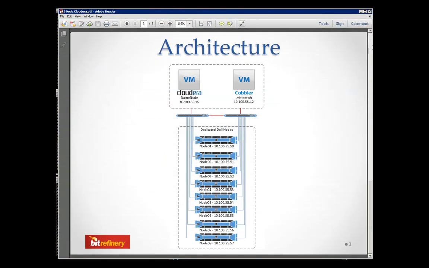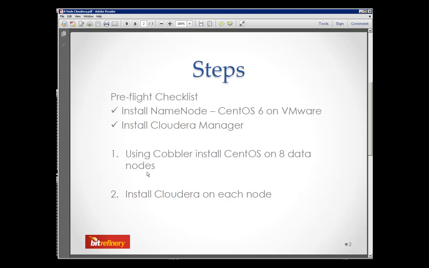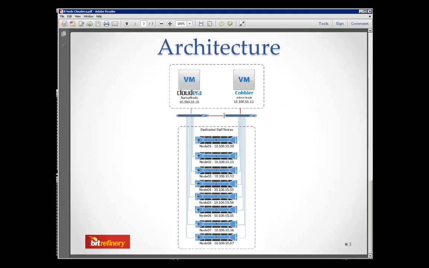Alright, just want to wrap up the video here. Let's go back over our different steps here. We installed CentOS using Cobbler on 8 of our dedicated server nodes, and then we've installed Cloudera using Cloudera Manager on each of our nodes, and we also installed the name node on the virtual VMware environment. And this is going over our architecture again. We're ready to go.